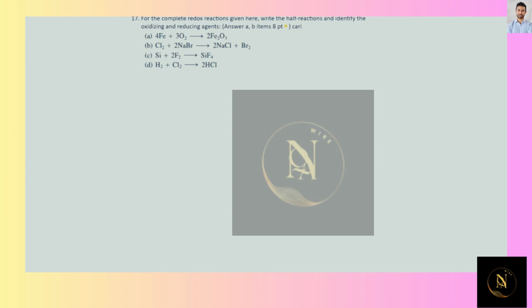Over here, we want to write down the half reactions and identify the oxidizing and reducing agents for the following redox reactions. So before we continue, remember that the oxidizing agent is going to be the one that gets reduced, and the reducing agent gets oxidized.